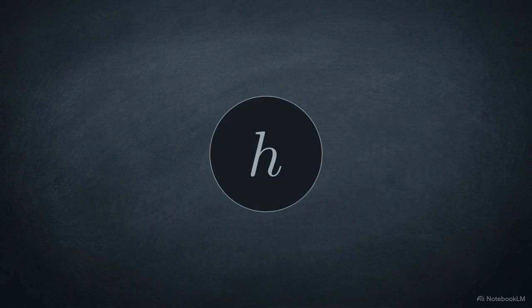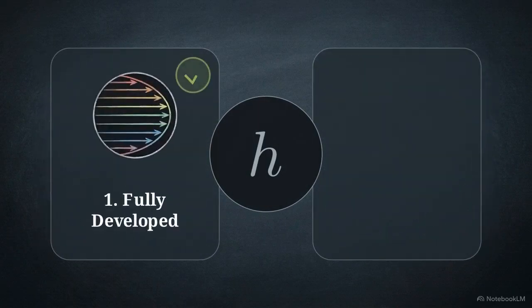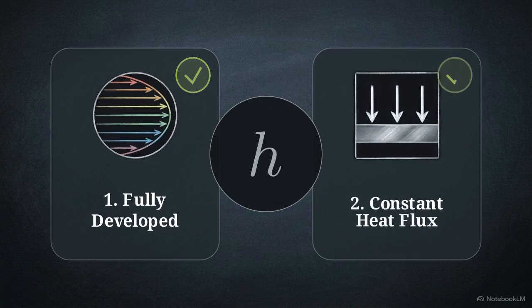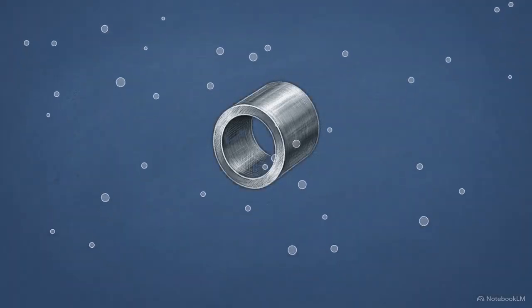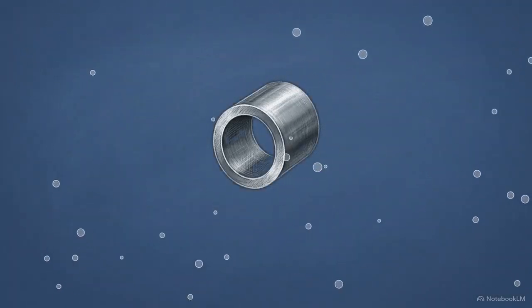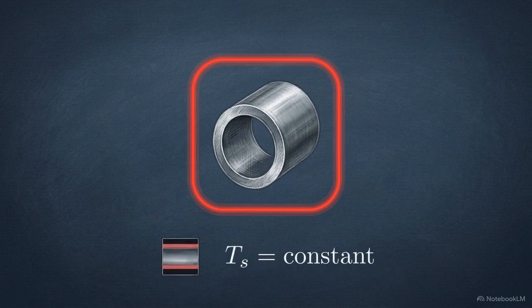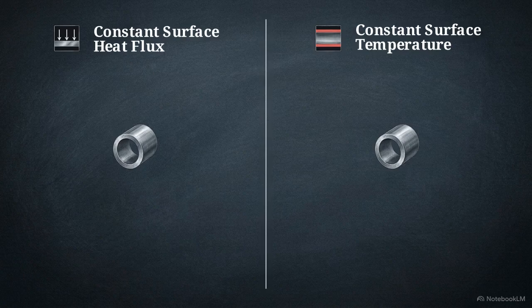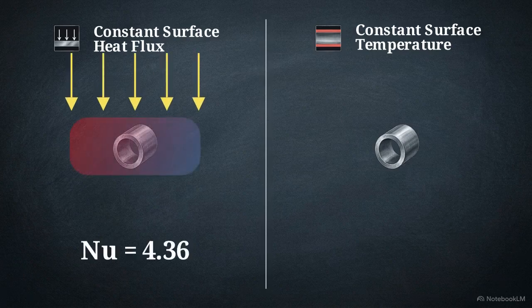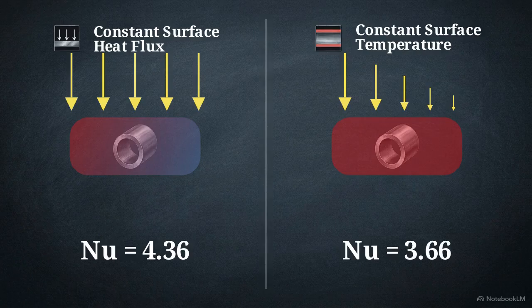Determining the heat transfer coefficient is a matter of verifying these two conditions, a fully developed flow and a constant heat flux. Now consider a scenario where the pipe is submerged in a large volume of boiling water. This represents our second boundary condition, constant surface temperature. These conditions create different physical realities. A constant heat flux maintains a fixed energy addition while the wall temperature varies. A constant surface temperature fixes the wall's temperature while the flux varies. Because of this, the Nusselt number for constant temperature is lower, at 3.66.